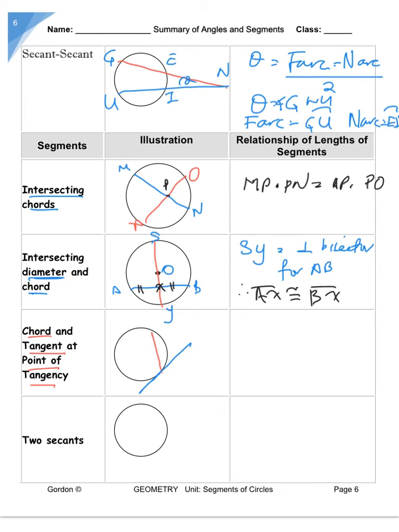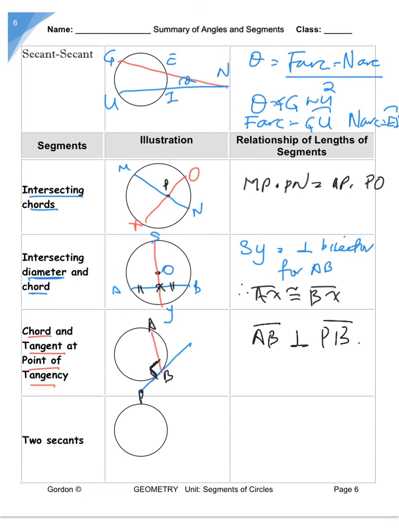So whenever you have a chord, and our chord is going to be labeled AB, and then we're going to name this point P. So whenever you have a chord AB that meets a tangent line at a point of tangency, guess what happens? They're going to be perpendicular. It doesn't look perpendicular, but it always happens. So AB is going to be perpendicular to PB.